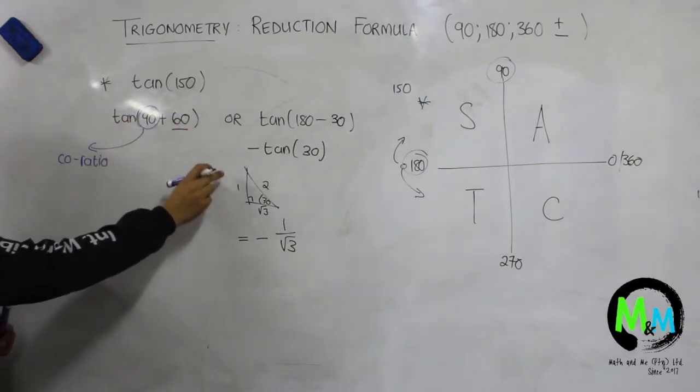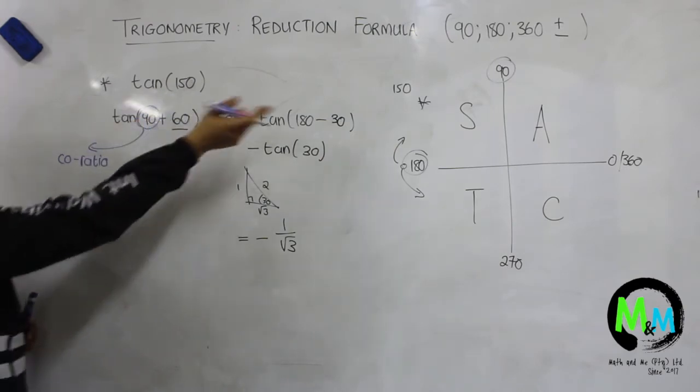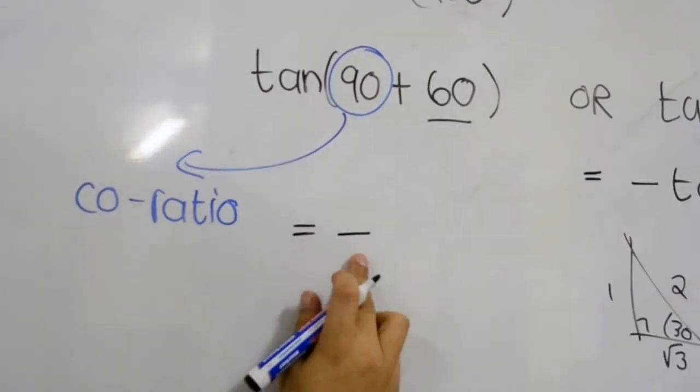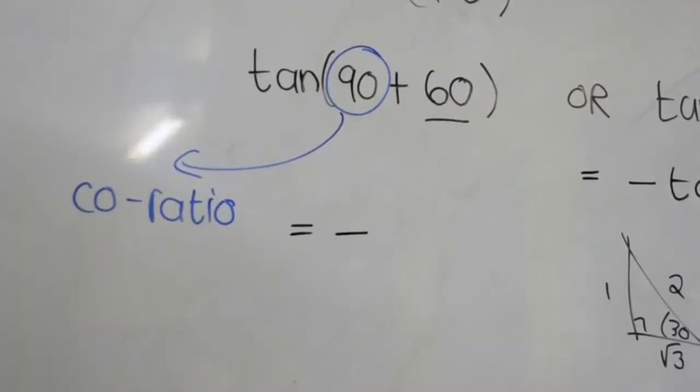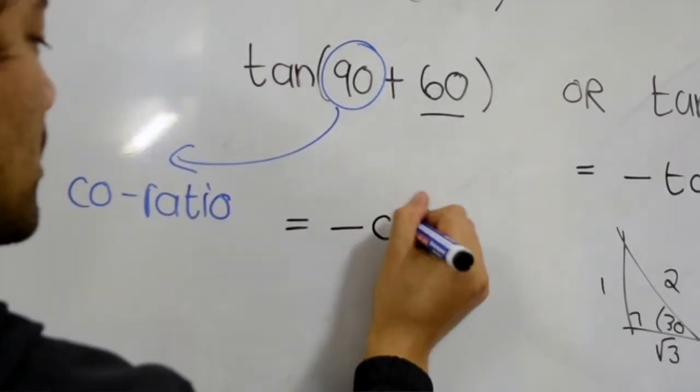So now we will reduce. We say first, I'll check my sign. So 90 plus, still in the second quadrant. So still going to be negative. 90 changes to its co-ratio. So tan is the only ratio that's co-ratio and reciprocal are the same. So its co-ratio will be cot.